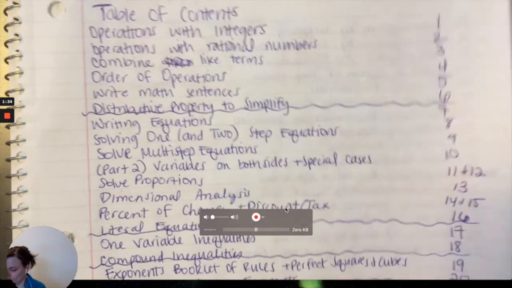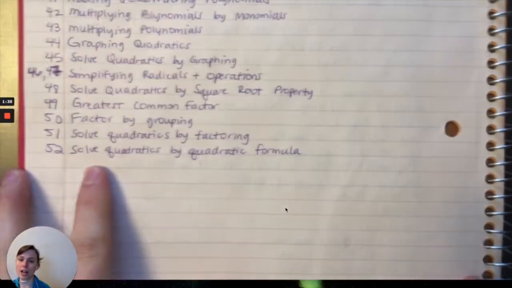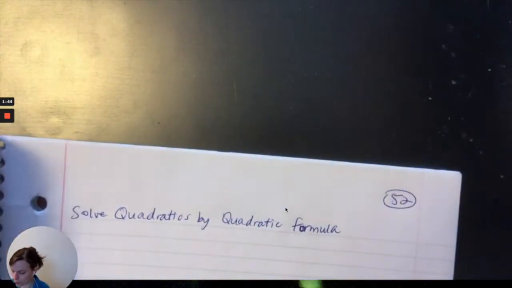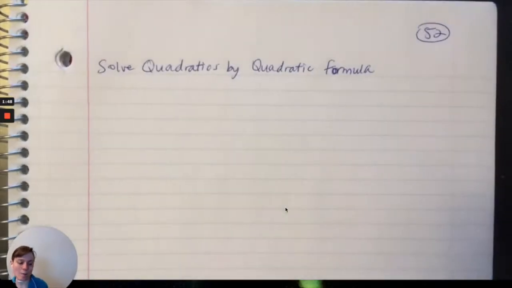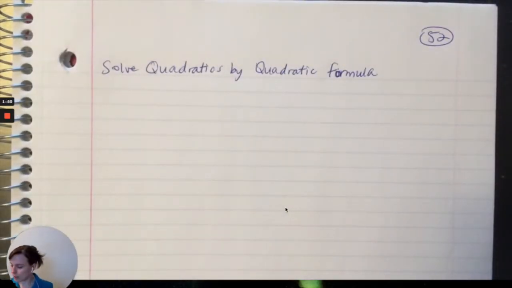Okay, table of contents. Last one, solve quadratics by quadratic formula. And then this notebook gets put away. Unless maybe I can use geometry notes in this. We'll see how many notes I got. That's probably for algebra 2 though.